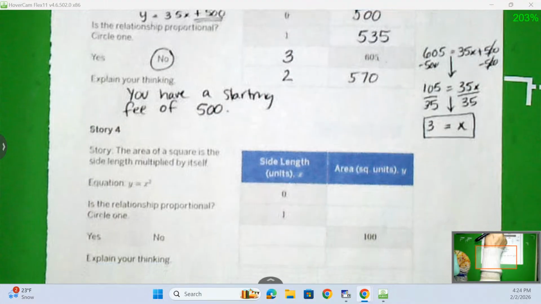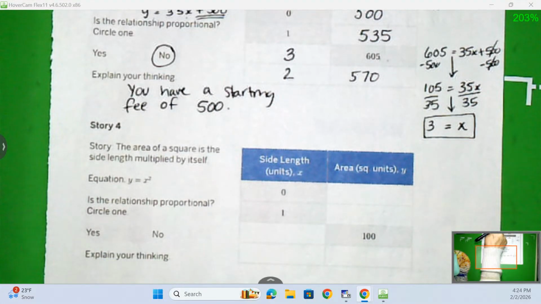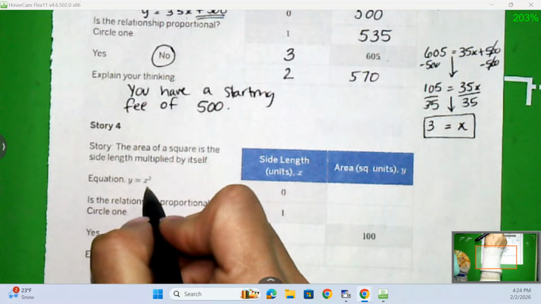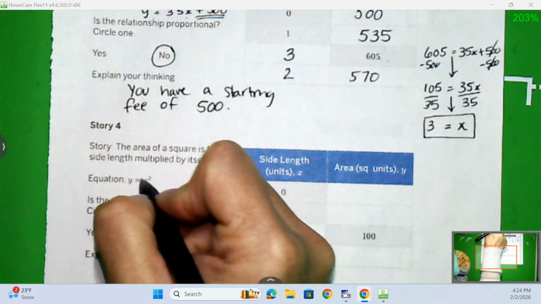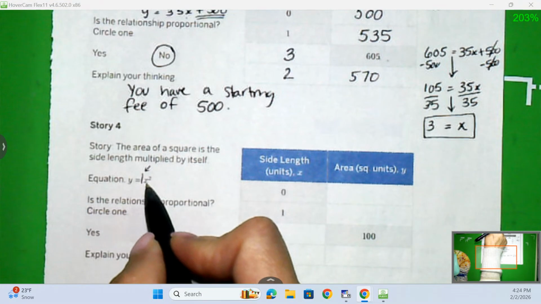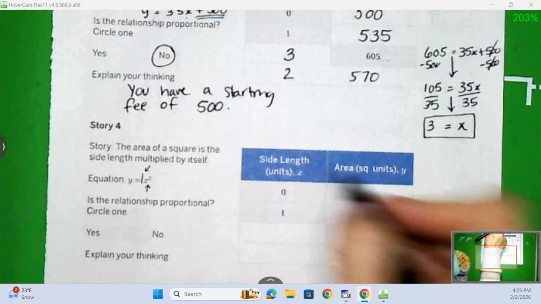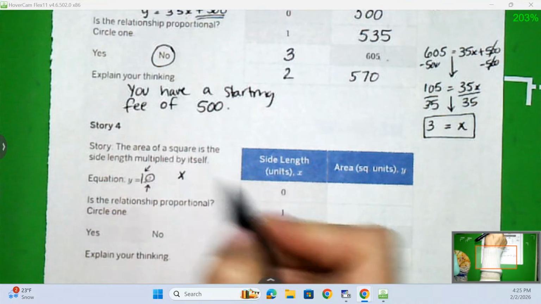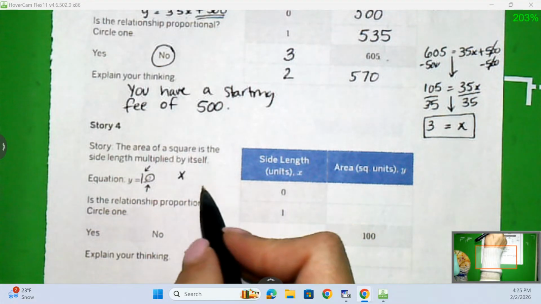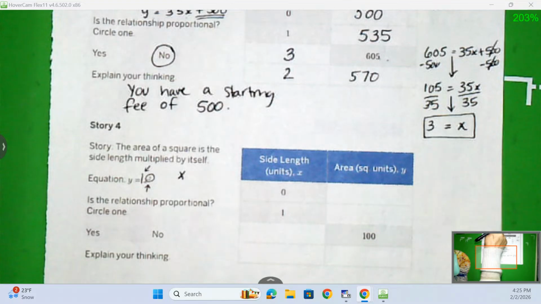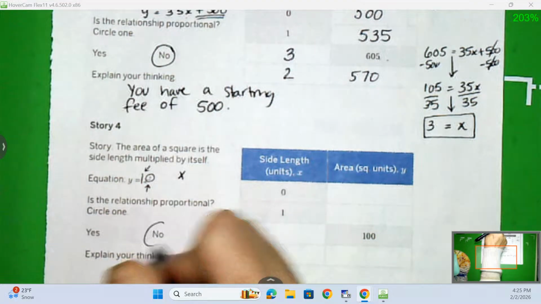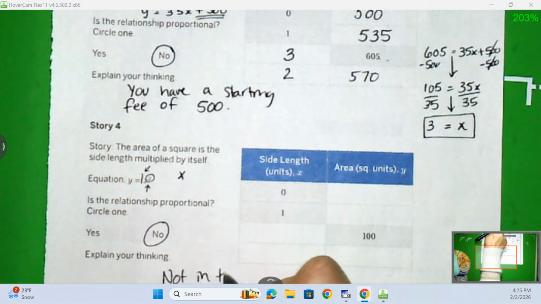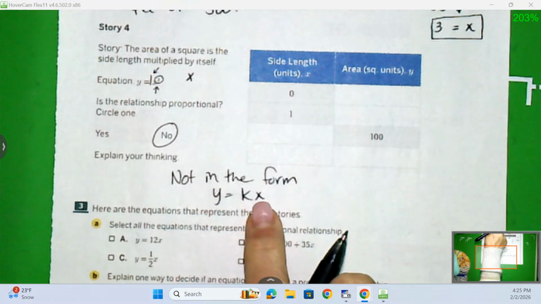All right, story number 4. The area of a square is the side length multiplied by itself. All right, so we have x squared. Now I could put a 1 in front of it, and that could be my k, but I have an x squared. Proportions have an exponent of 1. They should just have x, not an exponent of 2, 3, 4, whatever, because then it's not going to be linear or work. It's not in the form y equals kx. Okay, you'll notice that even in the form y equals kx, x is not squared.